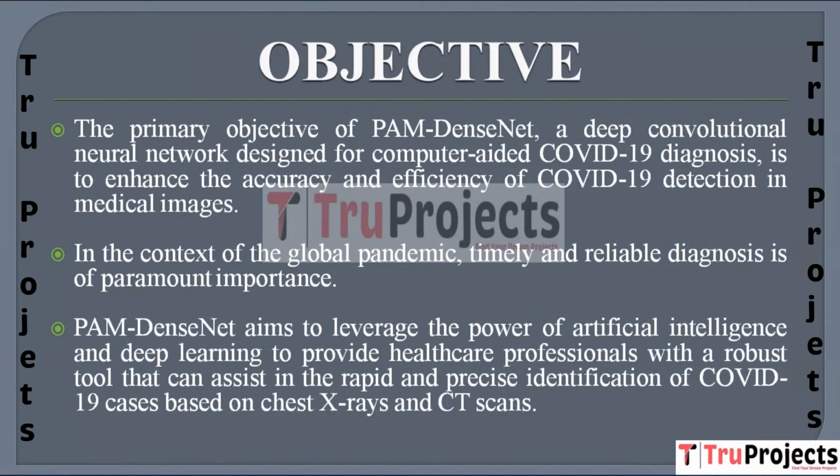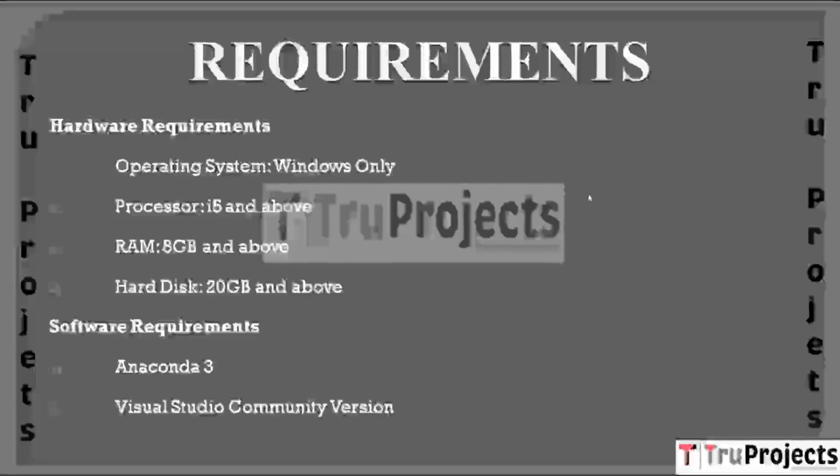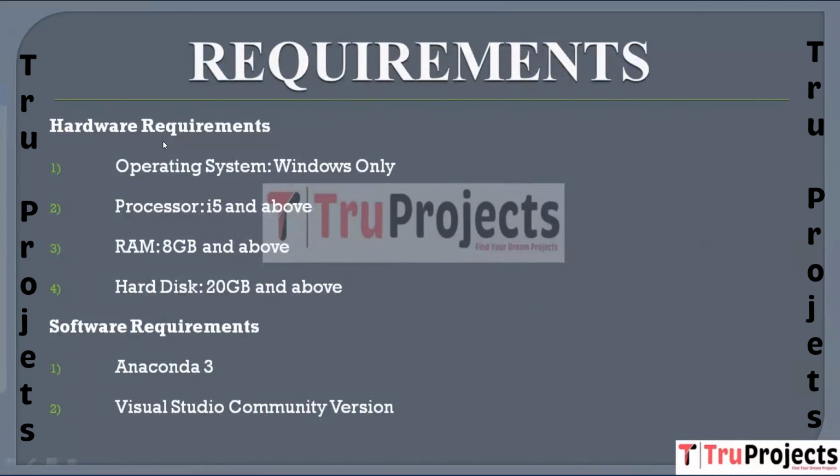So now coming to the requirements part, here we have two types of requirements, that are hardware requirements and software requirements. In hardware requirements, operating system as Windows is required, processor i5 and above, minimum 8 GB of RAM is required, hard disk 20 GB and above. Coming to the software requirements part, Anaconda 3 is required and Visual Studio Community version is required.